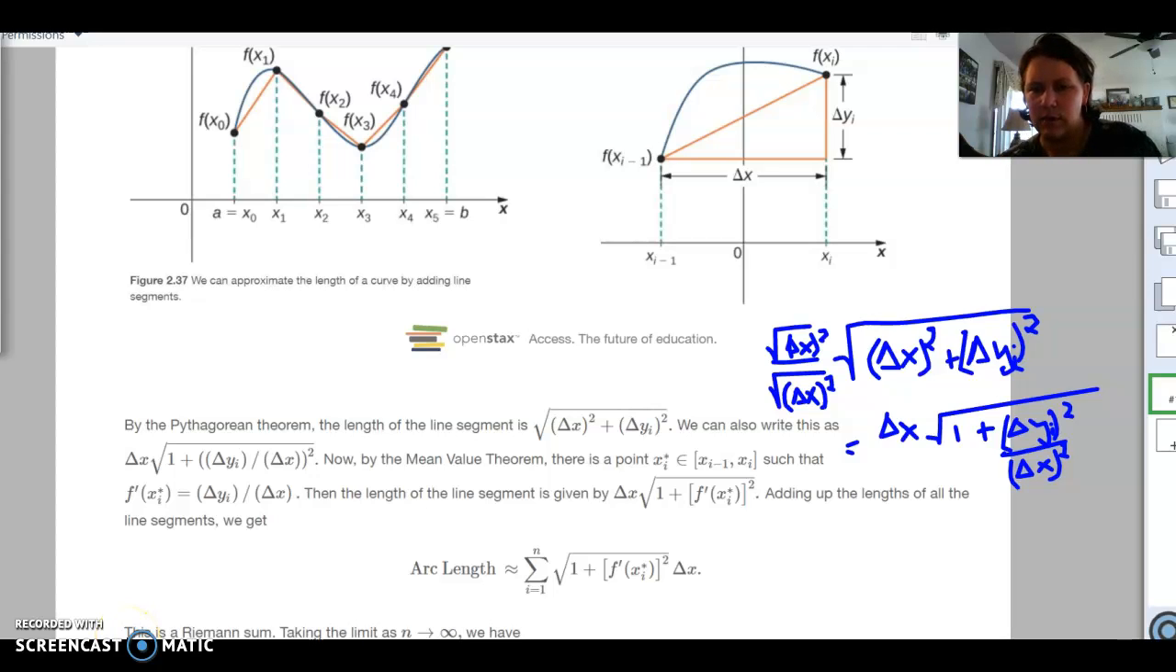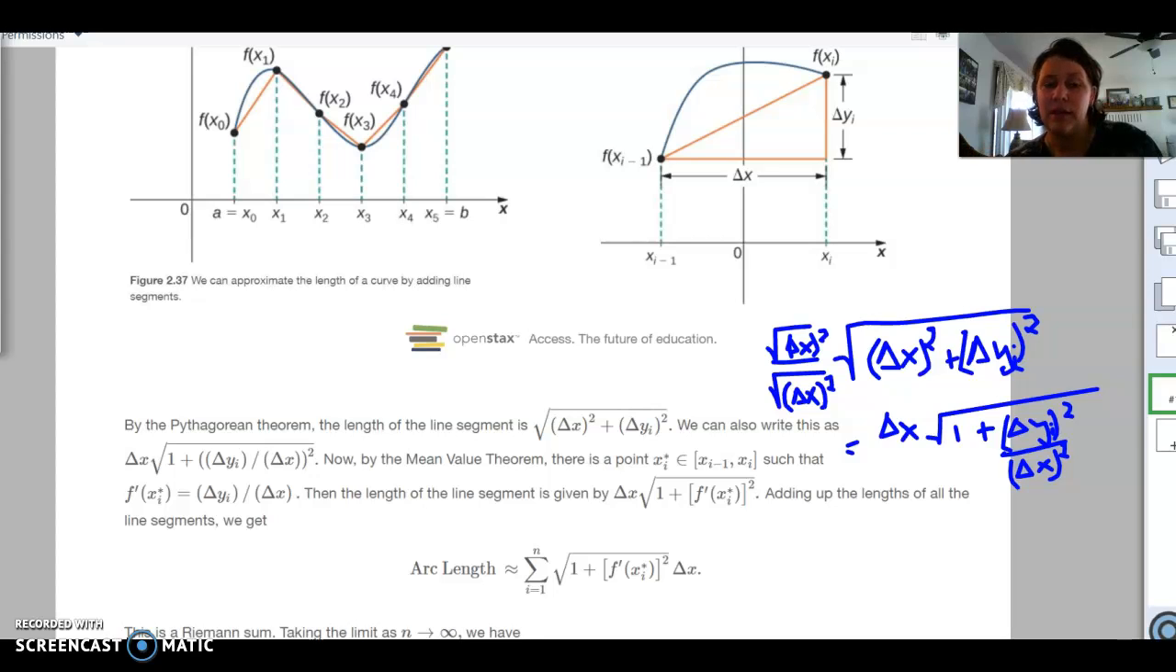So now the square root of delta x squared just becomes delta x out in front for the numerator. The denominator we're going to go ahead and distribute throughout the inside of our square root. So now we have the square root of 1 plus the square root of delta y sub i squared over delta x squared.